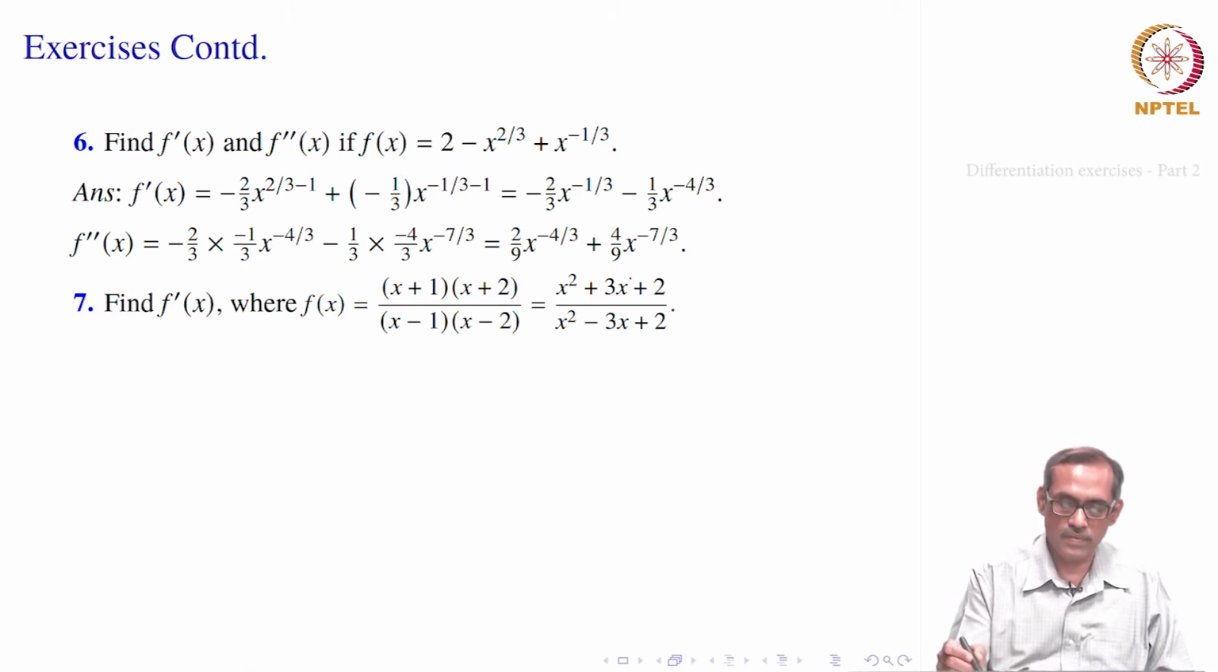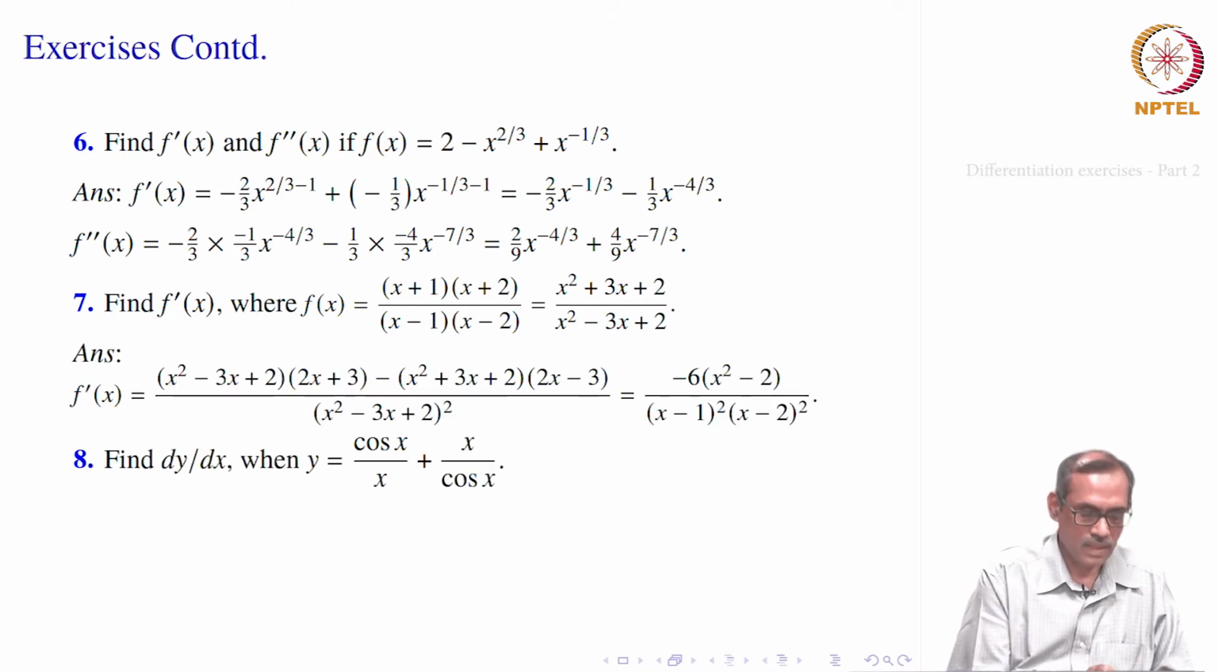Now, this is a function in the form f by g, right. The denominator is g and the numerator is f, something like that, we remember the formula. So, it will be g, that is the denominator, times differentiation of the numerator minus and so on. So, let us find it. That is how it looks.